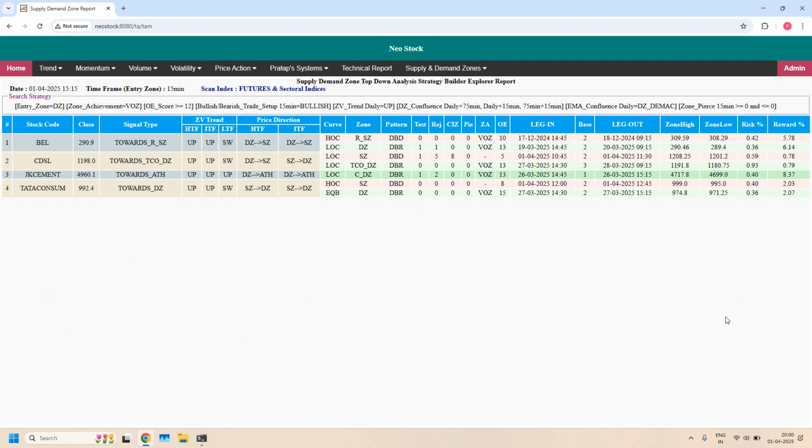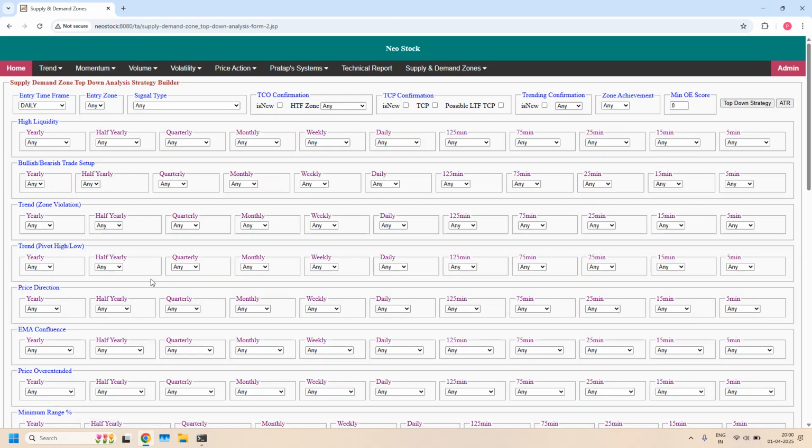Because 15 minutes, 75 minutes and daily, all 3 are overlapped with each other and also daily having daily EMA confluence. So this is bullish trade setup for daily income trade. Next, bearish trade setup for daily income trade. Entry time frame is 15 minutes. Entry zone is supply zone.